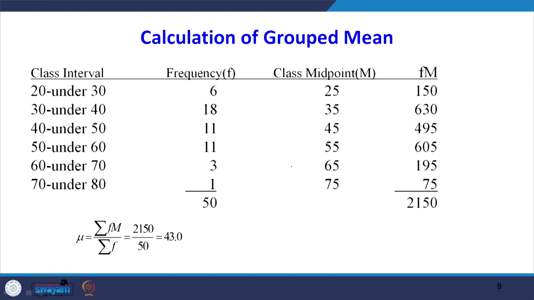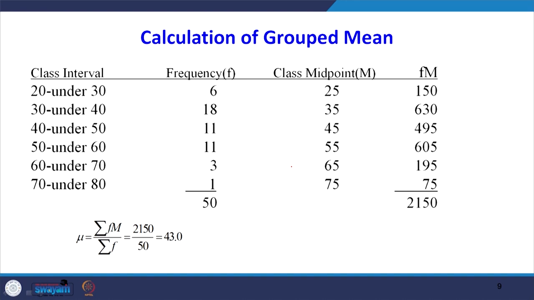We will see an example. This is the grouped data. What is given? Class interval is given, frequency is given, class midpoint is given, and the product of frequency and midpoint we can also find. For example, here 20 to 30, there are 6 numbers, frequency is 6. Suppose this is an example of marks obtained in a class. So between 20 and 30 there are 6 students. Between 30 and under 40 there are 18 students.